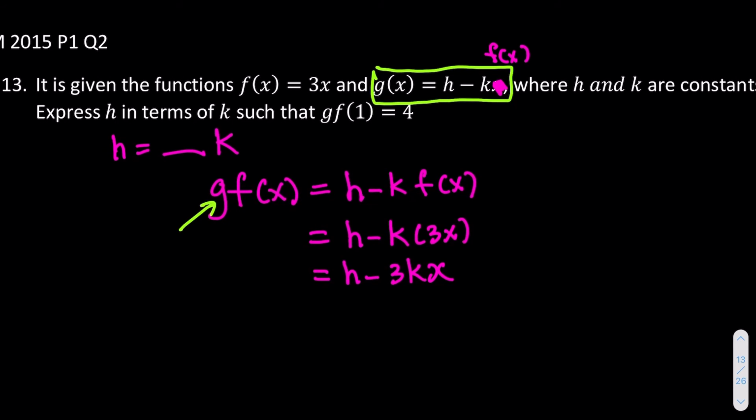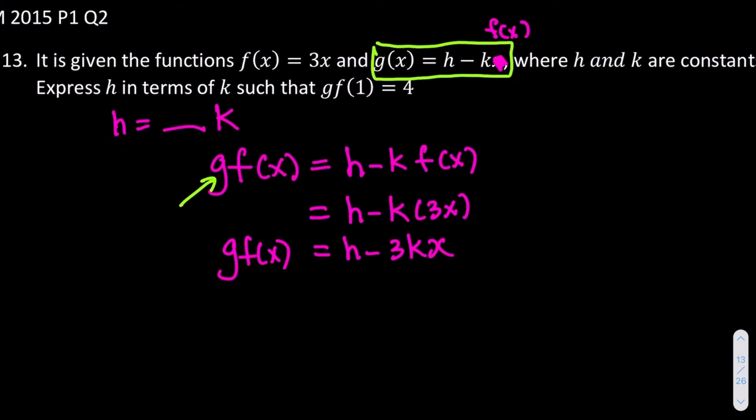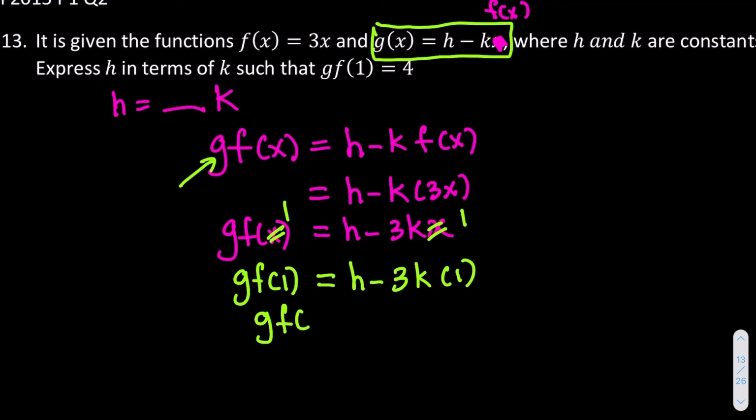But now, they also tell us that the input of gf is 1. So let me write it down first for you. gf of x, but now it's no longer x. They say that this x is going to change, so this x becomes 1. So we will have gf of 1 is h minus 3k times 1. So now we have the version of gf of 1 equal to h minus 3k.